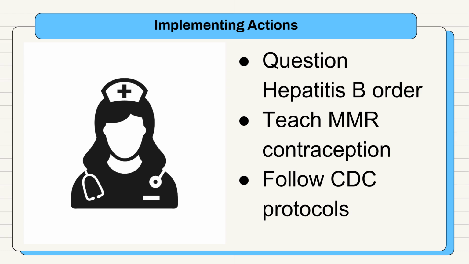For the MMR client, you administer the vaccine but teach them to avoid pregnancy for 1 month. For DTaP clients, you confirm no severe latex allergy or recent seizures, then proceed. Always double-check vaccine components and follow CDC guidelines to ensure safe administration.